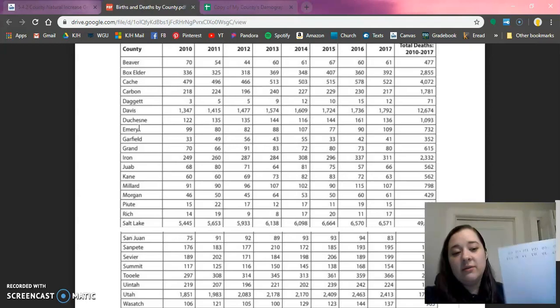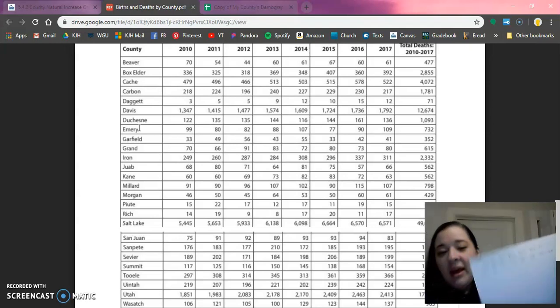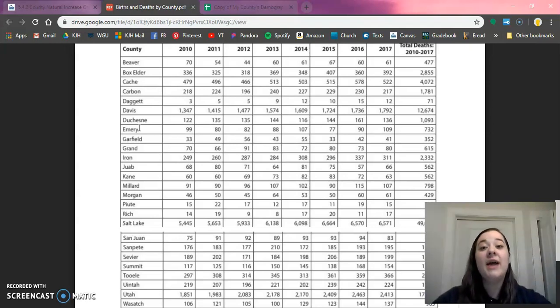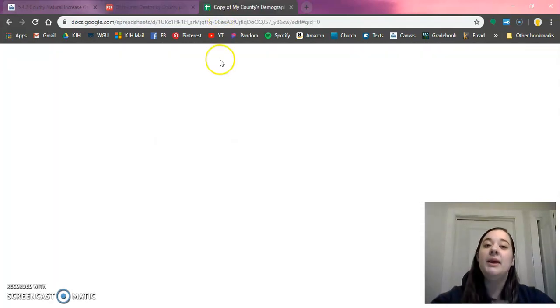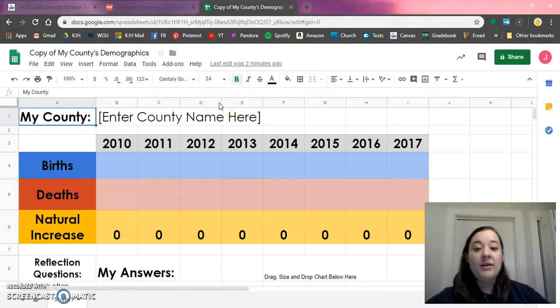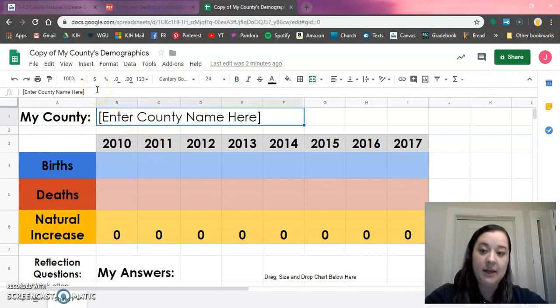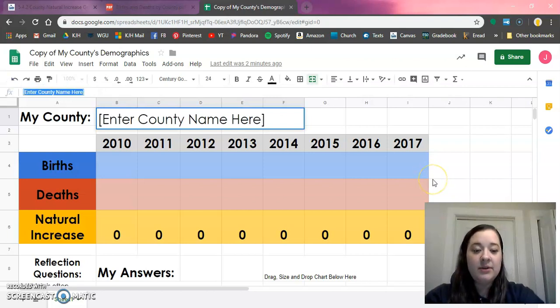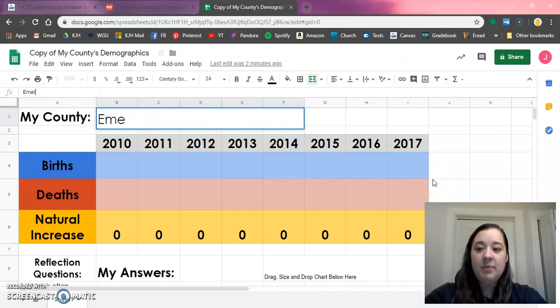So you see just here on a random piece of paper, I've written the data, and that's so that I can come here to my copy of my county's demographics, and we're going to be here basically for the rest of the time. So you can even close the PDF if you want to, if you have that information. First thing I need to do is say what county I'm looking at. So I'm going to erase enter county name here and type in Emery.